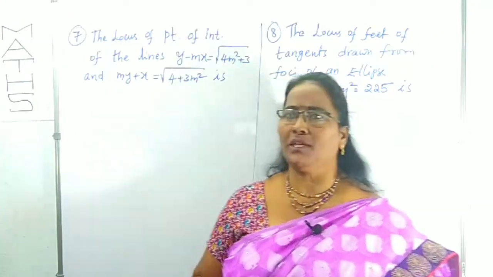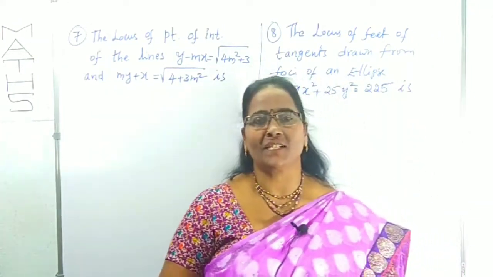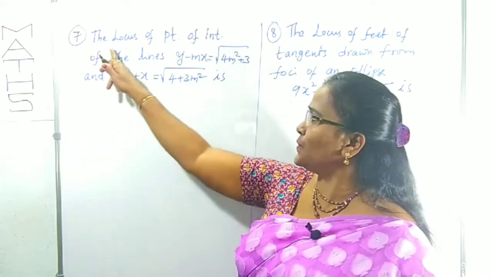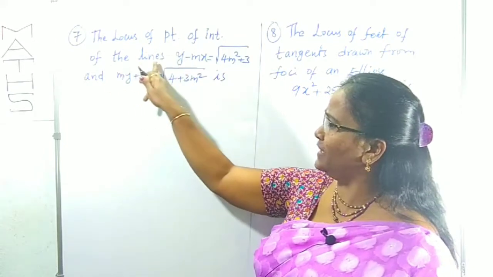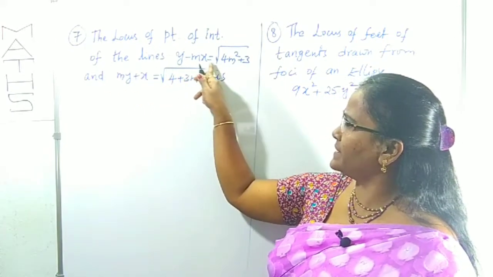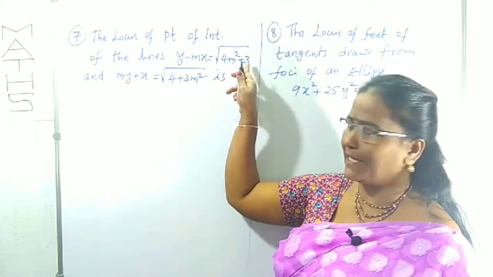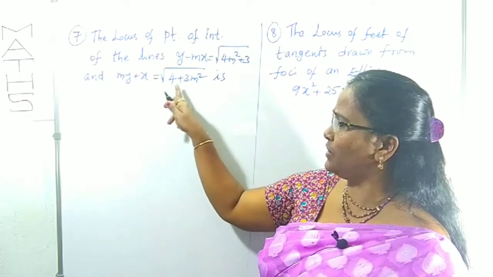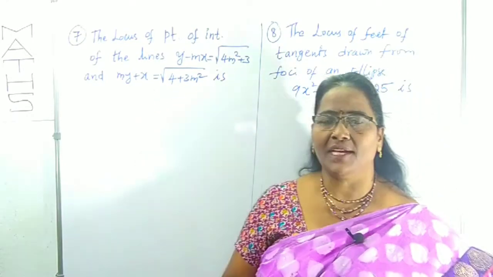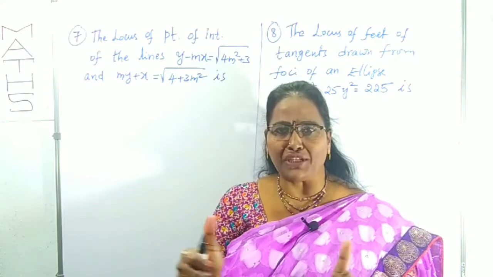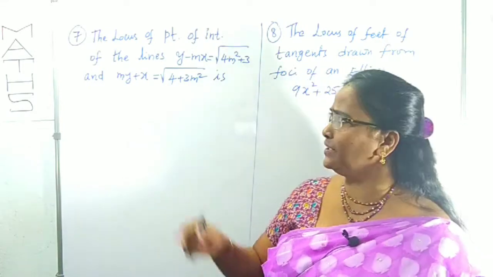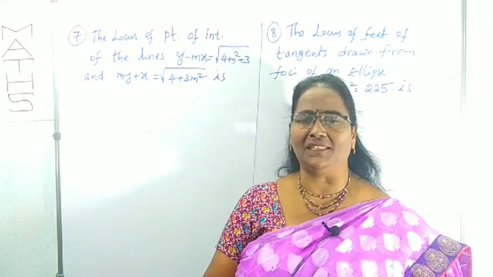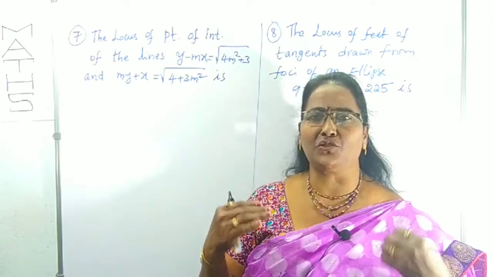Clear? Now we can come to question number 7 and 8. What is given in question number 7? What is the statement? The locus of the point of intersection of the lines y minus mx equals root over 4m square plus 3, and another line in the form my plus x equals root over 4 plus 3m square. It is asking for the locus of the point of intersection of two lines. Generally, what can we think? We can solve those two lines and from that find the point of intersection. But it is very difficult. It takes too much time.